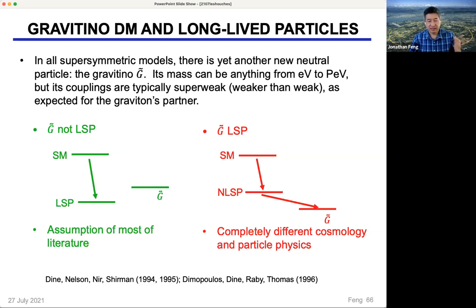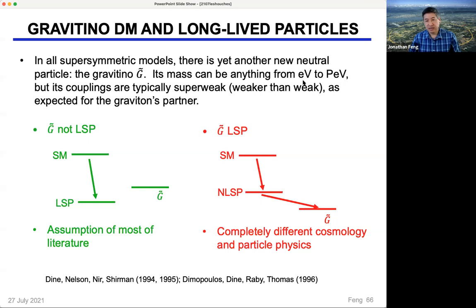So let me first explain why you can ignore it and then why you shouldn't. In supersymmetric models, there's yet another neutral particle called the gravitino. It has spin 3/2 because its partner is the graviton, which is spin 2. So that's a little weird, but you can kind of think of it as a fermion. I mean, it is a fermion, but you can think of it as just your normal fermions, which are mostly spin 1/2. Its mass can be anything, though, from an eV to a PeV.